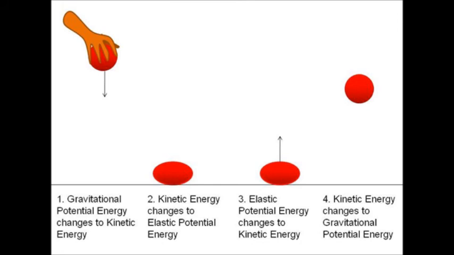The kinetic energy changes to elastic potential energy when the ball squishes when it meets the floor. This compresses the air molecules in the ball and causes them to have a higher pressure. The molecules then bounce at a higher rate and cause the ball to return to its original form, pushing the ball back upwards. This potential energy then changes back to kinetic energy as it moves upwards. Once it reaches its peak, the kinetic energy changes back to gravitational potential energy.